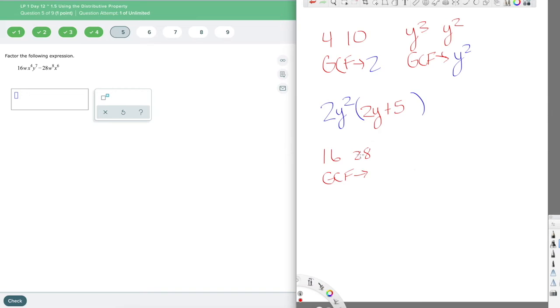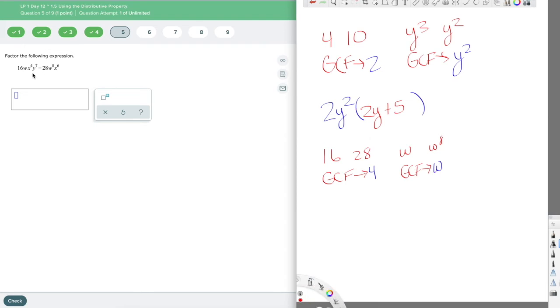Let's see, I think that might be it. Yep, 4. Because if I divide 16 by 4, I get 4. If I divide 28 by 4, I get 7. So I'll put that in blue, for whatever reason, because I keep doing that. All right. So now I have w and w to the 8th power. The GCF is going to be the smallest one, because that's all that's available from both.